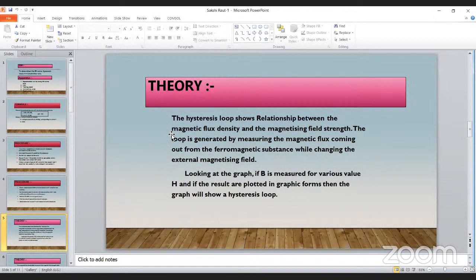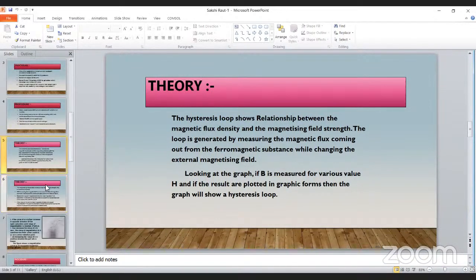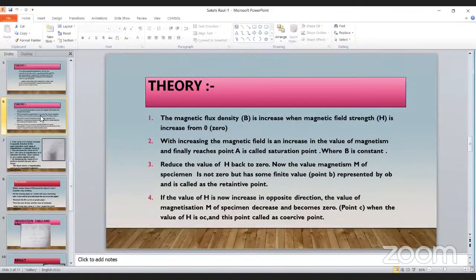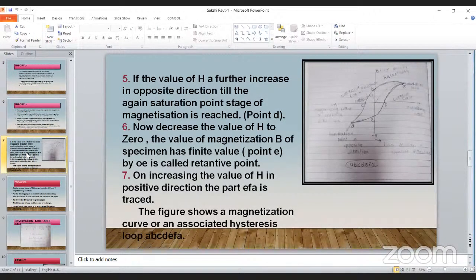The theory for this experiment: the hysteresis loop shows the relation between the magnetic flux density and the magnetic field strength. The loop is generated by measuring the magnetic flux coming out from the ferromagnetic substance while changing the external magnetic field. Looking at the graph. The graph is not put in this PPT. Roughly, I can show the diagram of the hysteresis loop.